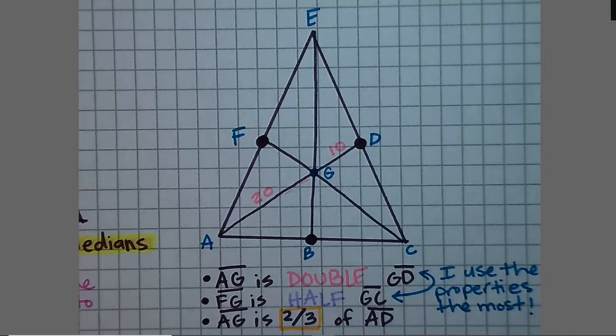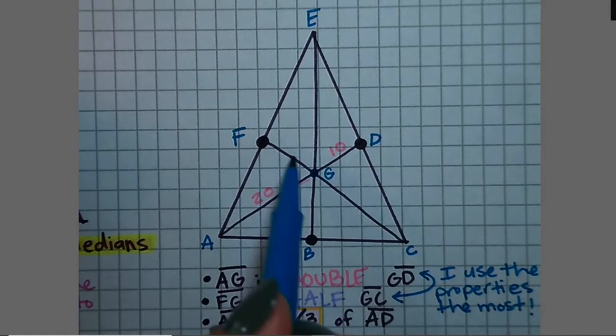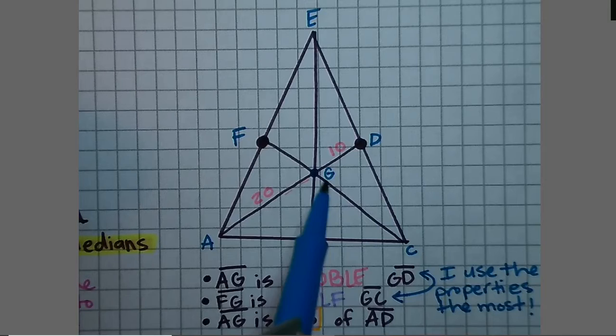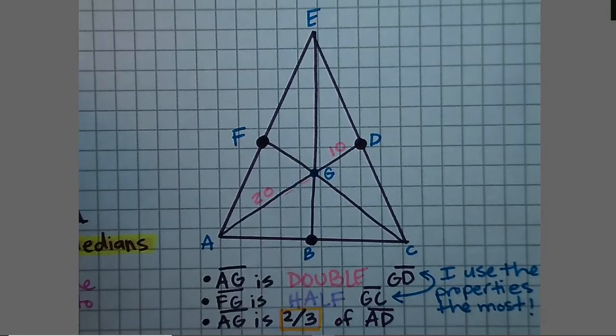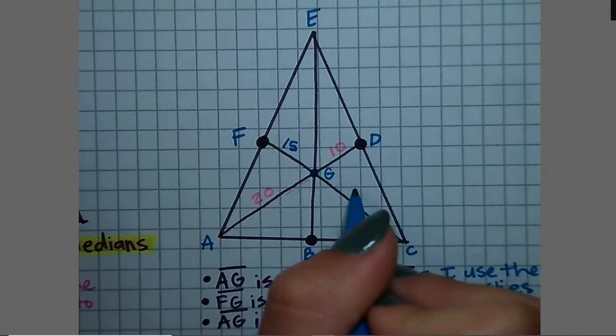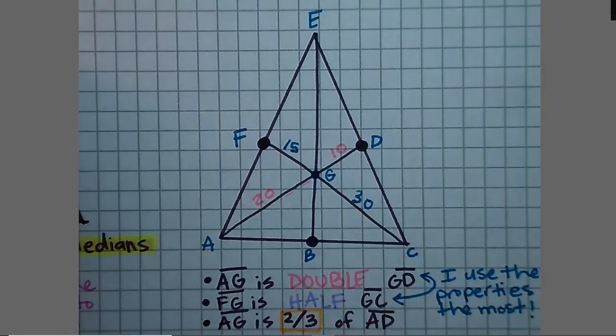So it's this part of the segment that is double the other part. Another way that you could look at this is that FG is half of GC. So let's look at FG. FG is going to be half of whatever GC is. So let's say that FG is 15. That means that GC would have to be 30. So that's the ratio there.